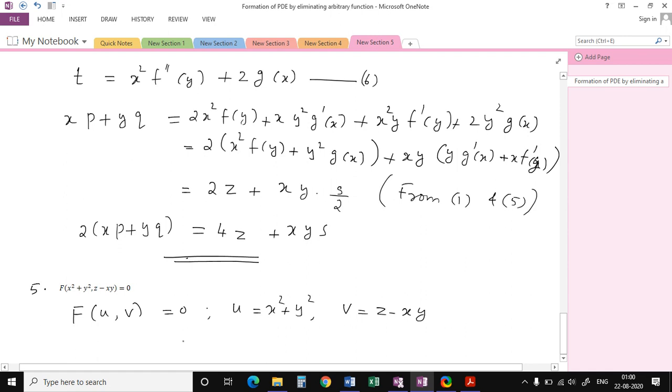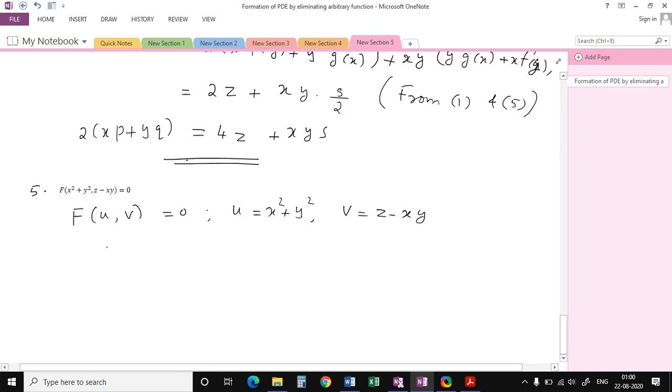So such type of equations actually we can rewrite in another form. Instead of f of u, v equal to 0, we can write it as u as a function of the variable v. In this way we can write. So therefore we can substitute the value u as x square plus y square. X square plus y square is phi of z minus xy. Now then, this function and the given question, they are same.